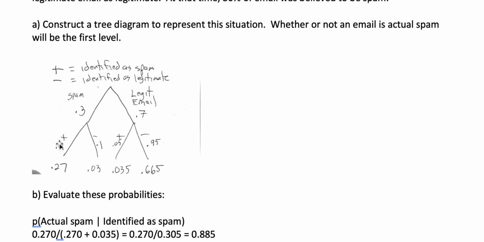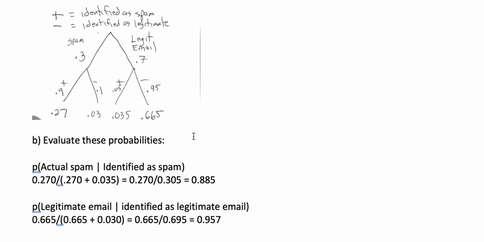By the way, this would be a true positive here. This would be a false negative. This would be a false positive, and this would be a true negative. Okay, so again, let's evaluate these probabilities.